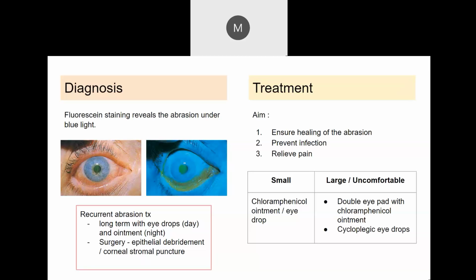Okay, so hello everyone. I'll be continuing on the diagnosis and the treatment for corneal abrasion. My name is Swarna, and I'll try to make this as short as possible.